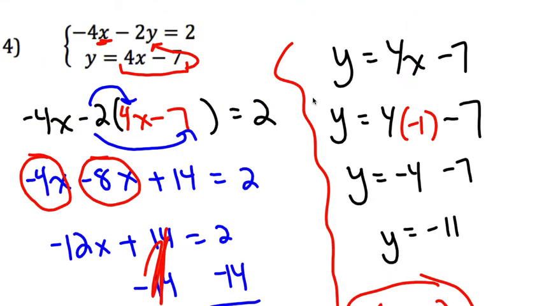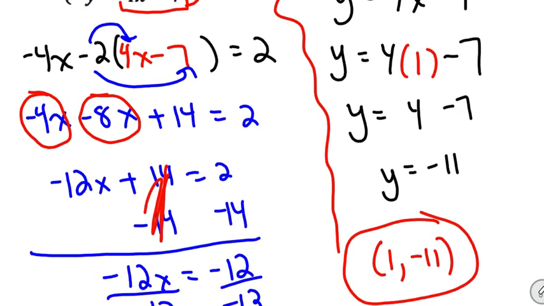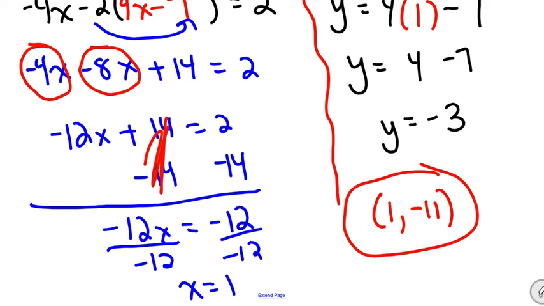Oh, I'm sorry, that was a positive one. Let me back up. This is a positive one here. Positive 1, which would make this a positive 4. 4 minus 7 is a negative 3. I plugged in a negative 1. Sorry, guys. Let me fix that. Negative 3. Okay? So that's what your answer should be. I'm sorry. I plugged in a negative 1. It was supposed to be a positive 1.